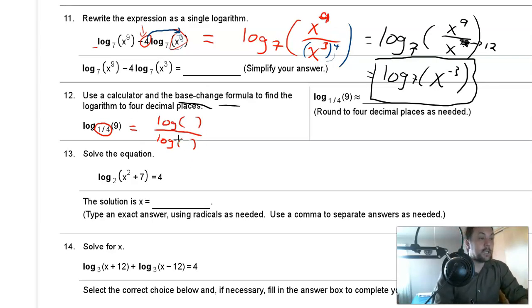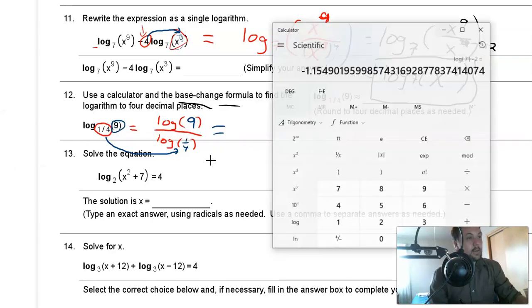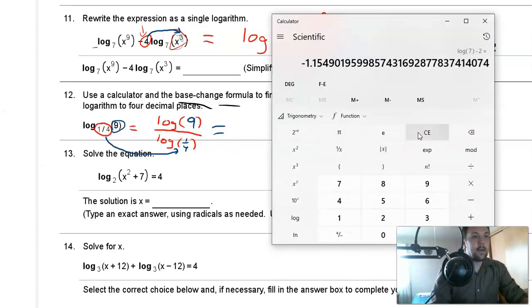All right, so I'm changing it to base 10. The pattern here is that whatever was in the original logarithm, which is 9, stays in the logarithm on top, and then the base of the original logarithm goes in the logarithm on the bottom. And the new base, like I say, could be anything you want. We're going to choose base 10 so that we can plug this into our calculator. All right, so we're going to have log base 10 of 9.